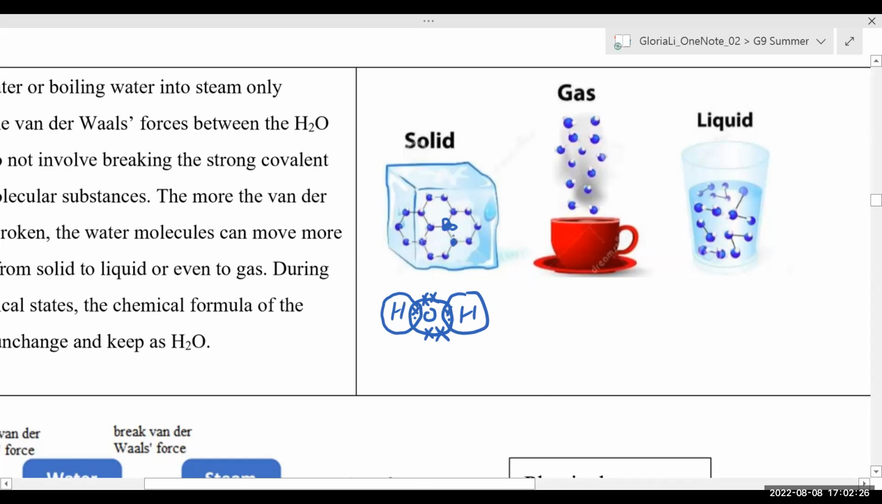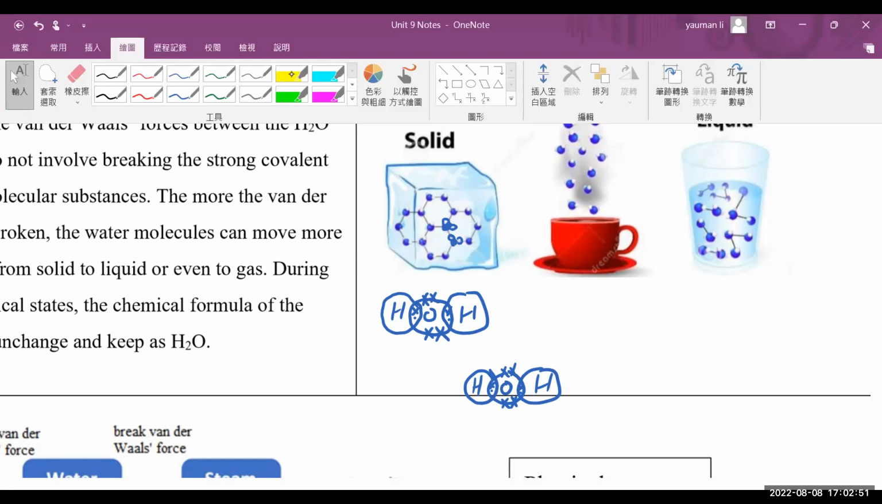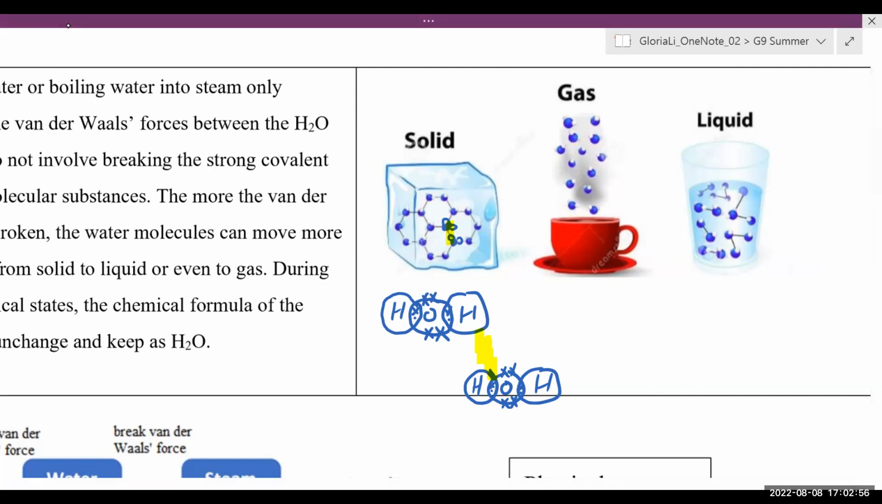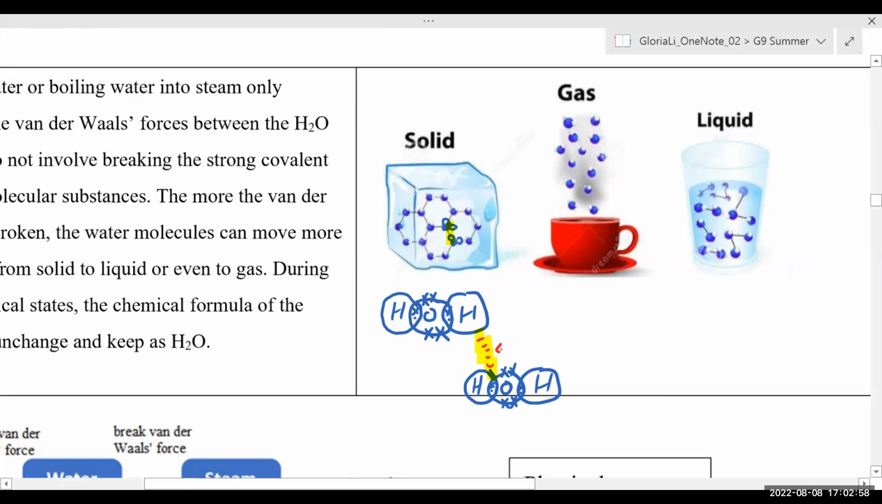Let me draw another molecule. So this is an H2O molecule, so I just draw here. It will be H2O. Another molecule, I can draw it very nicely. I hope you understand, there will be an electron pair being shared. So again, in H2O molecules, the atoms are bonded by strong covalent bonds, but between the molecules there will be weak van der Waals force.